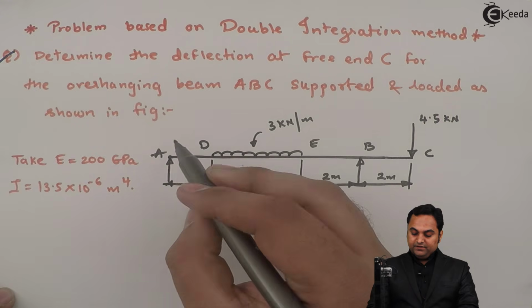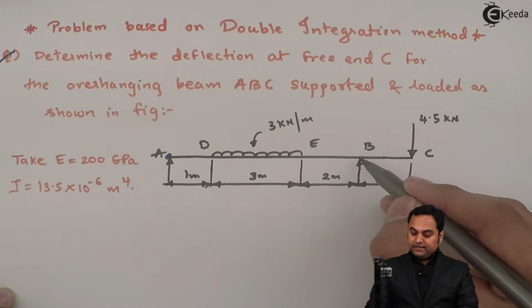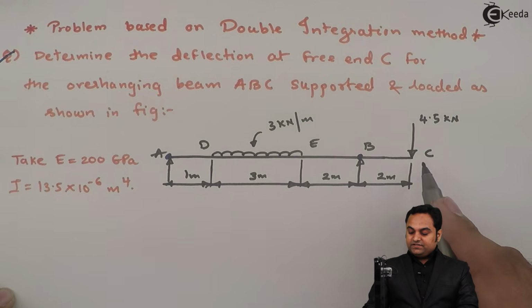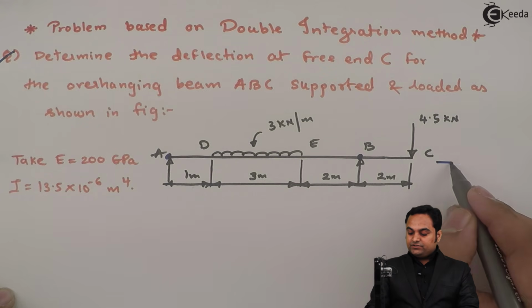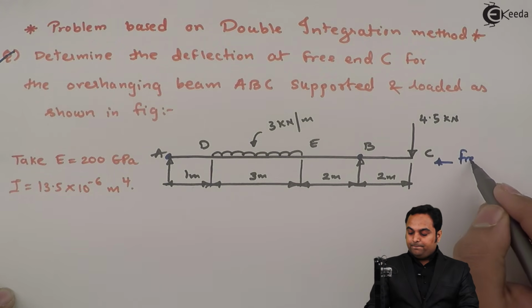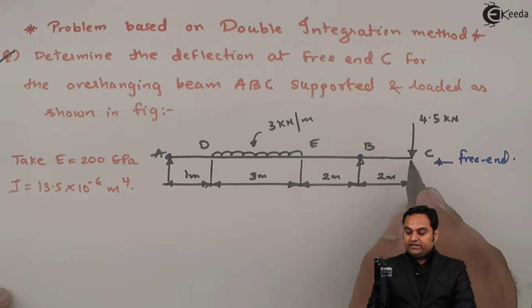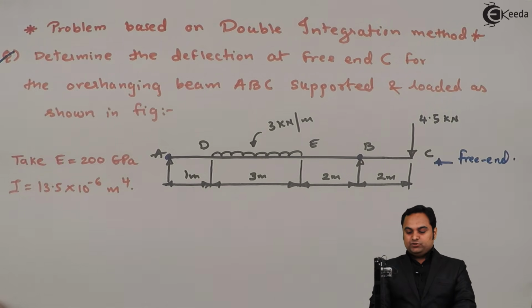It is seen that the beam is supported at A and at B. Its end C is free. So this is the free end of the beam, which is the overhanging portion BC. So this is a case of overhanging beam.